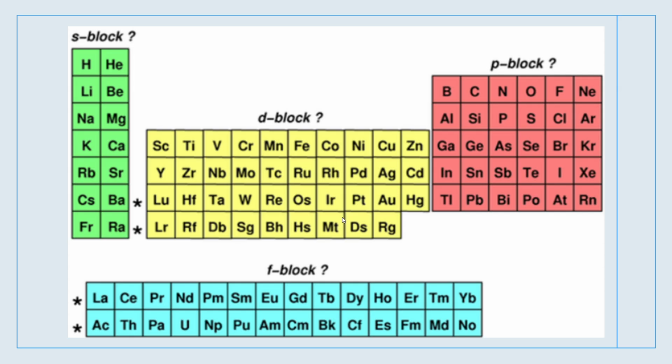This is a pictorial representation of the periodic table. The smartest and easiest way to memorize any topic is through its pictorial representation. In this picture, you can see that on the left hand side, we have the S block. On the right side, we have the P block. And in between S and P, we have the D block. Below this upper body, we have the F block.